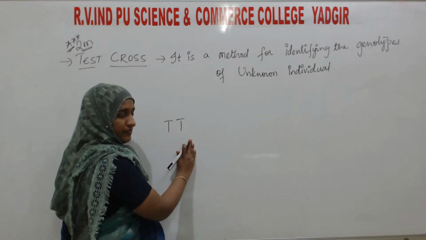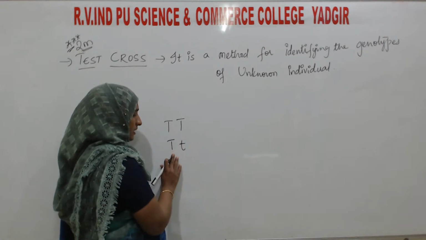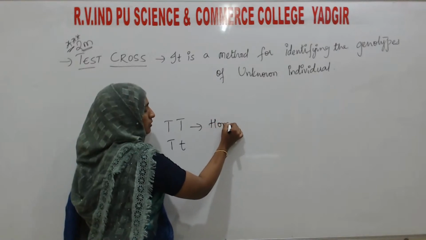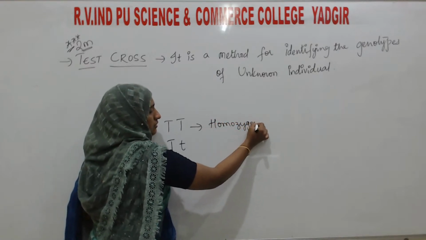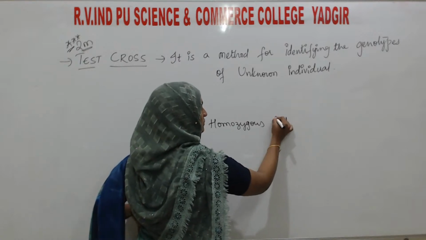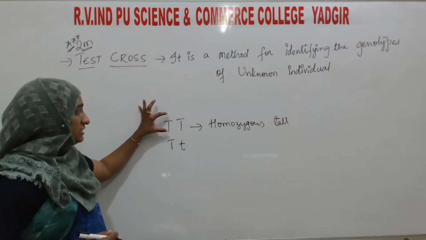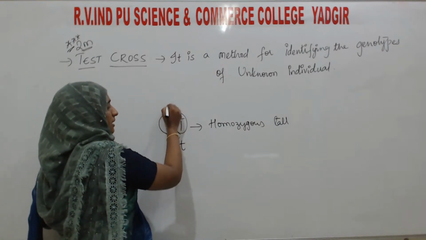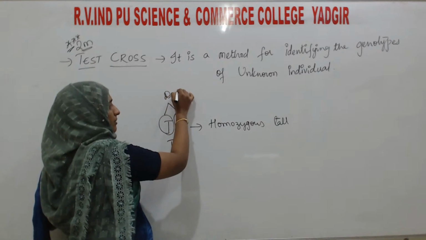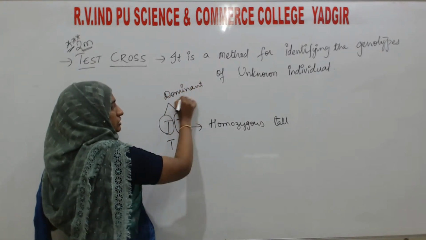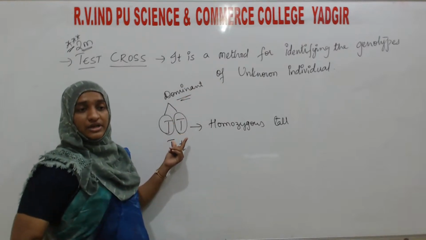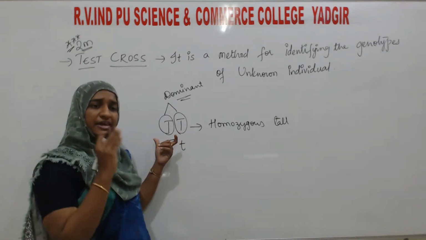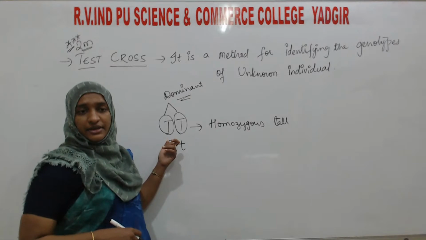In that, this is the tall. One more condition, capital T, small t. Here, this is the homozygous tall. Already I have told you, this is the homozygous tall, because both the genes are dominant. Capital T, capital T. These both are dominant. No question of identifying the unknown genotype. They both are tall. They both are represented by capital T, means they both are dominant.